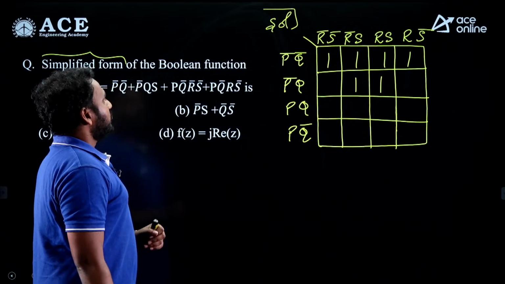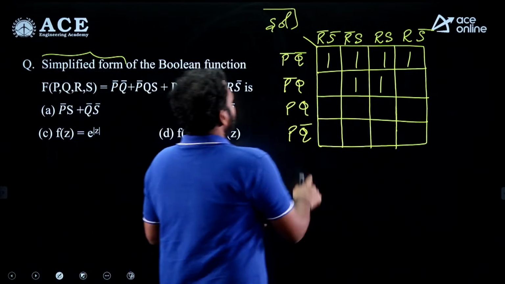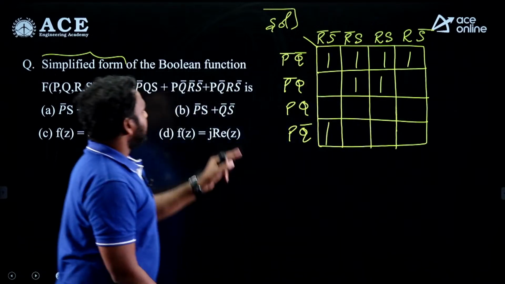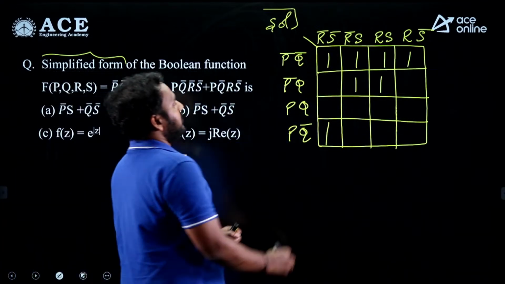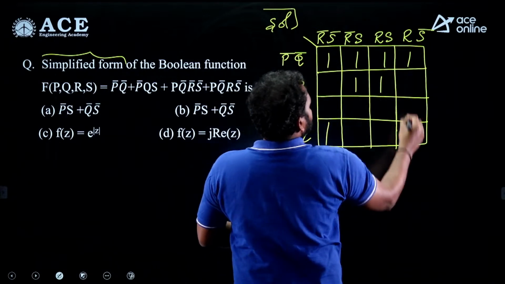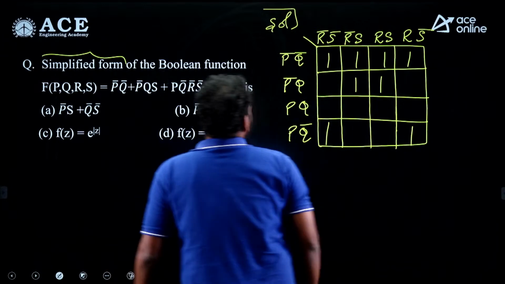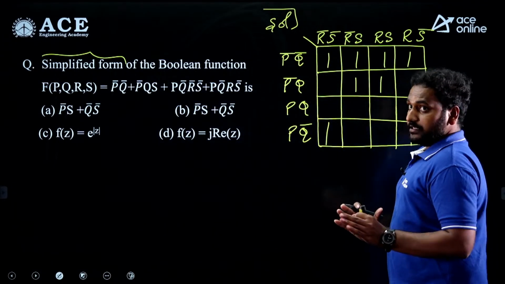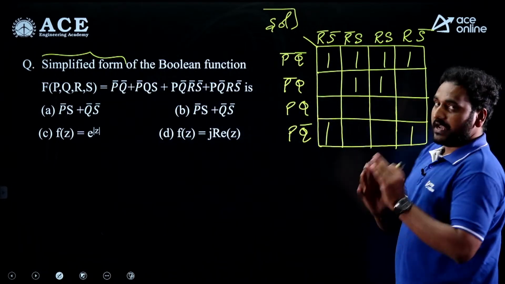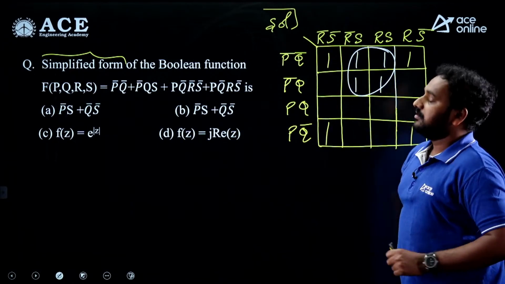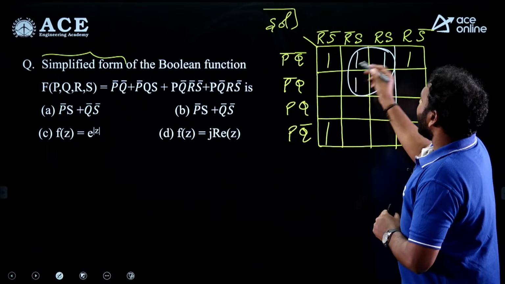Next, P Q bar R bar S bar. This is R bar S bar. What next? P Q bar R S bar. That's it. So now you just focus on the minimization. We are not finding the implicants, okay? We have to just focus on minimization, so you just take the groups of quads.